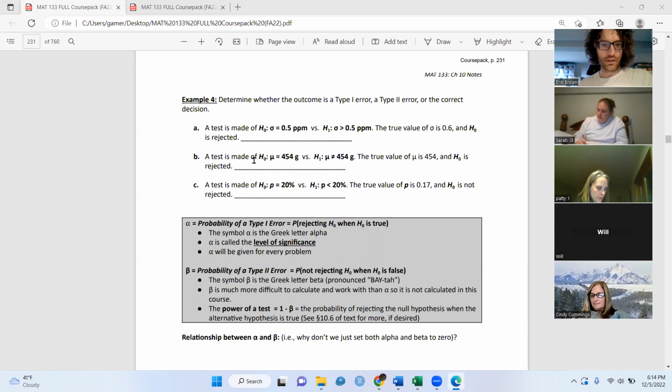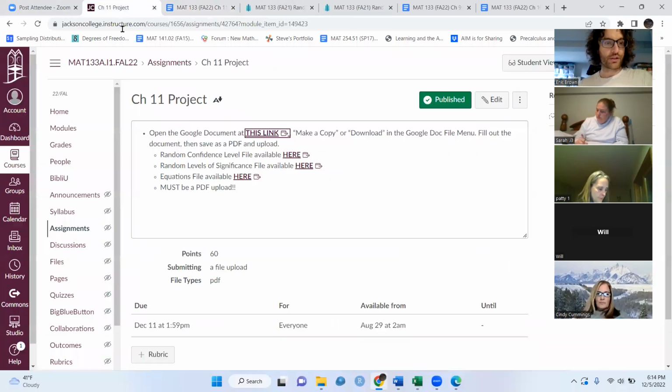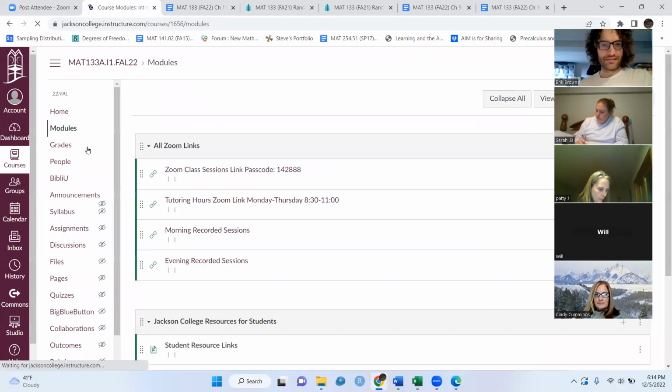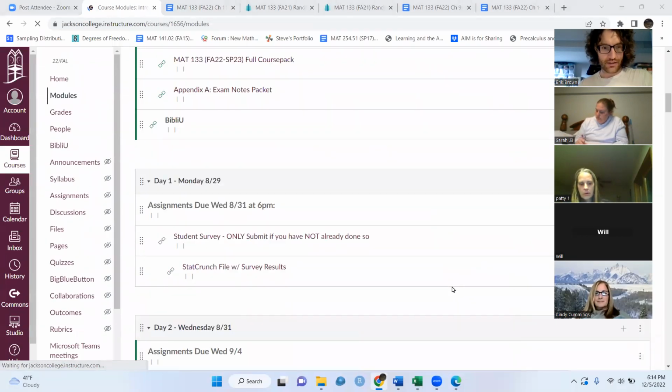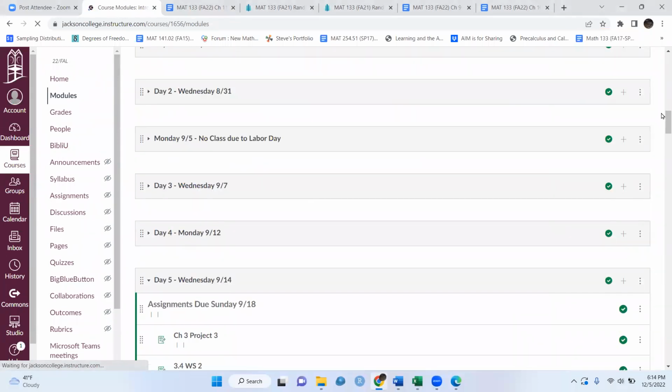For the 1.6 notes, is it all of the pages you want? I have no idea what you're talking about, Will. That's a really good question. None of the pages? What you need from 1.6, is there like a thing in here that says submit 1.6 notes? Maybe that's what it is.